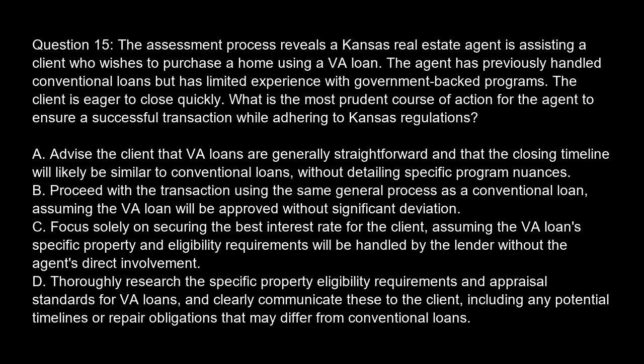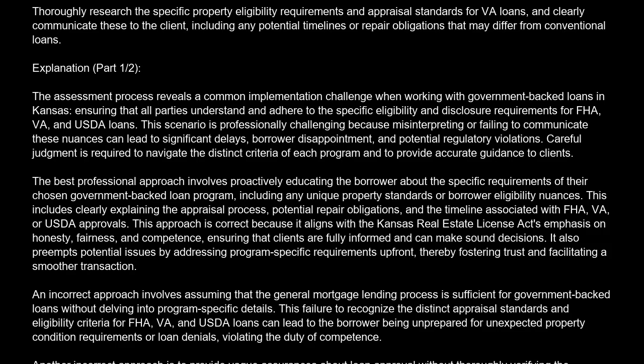Option D. Thoroughly research the specific property eligibility requirements and appraisal standards for VA loans, and clearly communicate these to the client, including any potential timelines or repair obligations that may differ from conventional loans. The correct answer is D. Thoroughly research the specific property eligibility requirements and appraisal standards for VA loans, and clearly communicate these to the client, including any potential timelines or repair obligations that may differ from conventional loans.